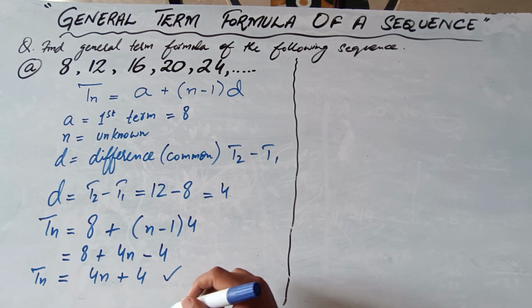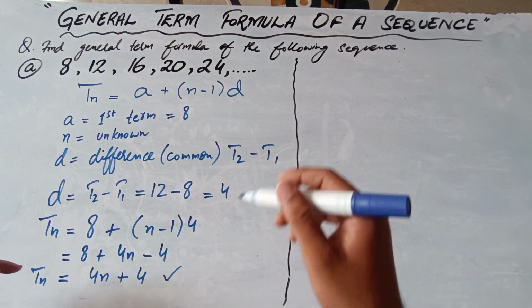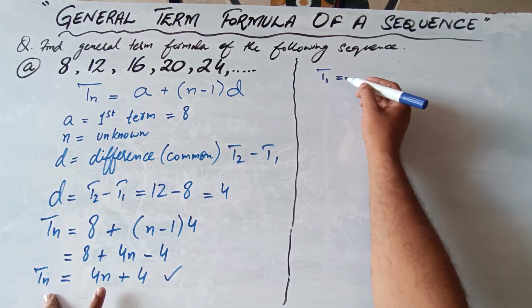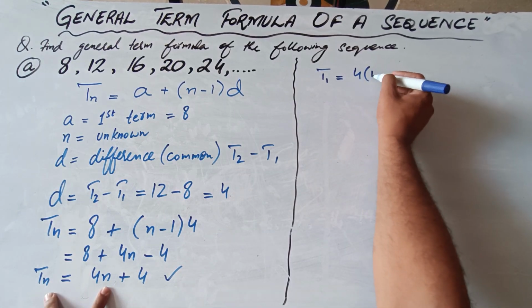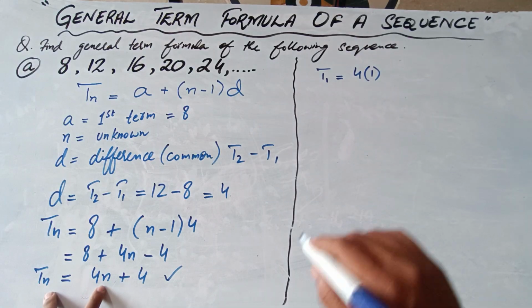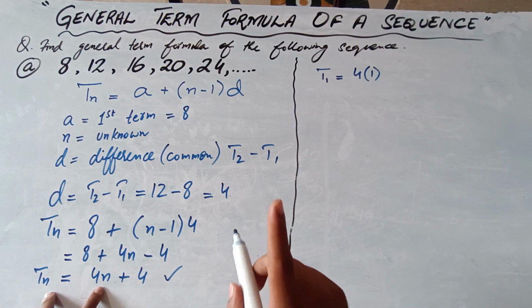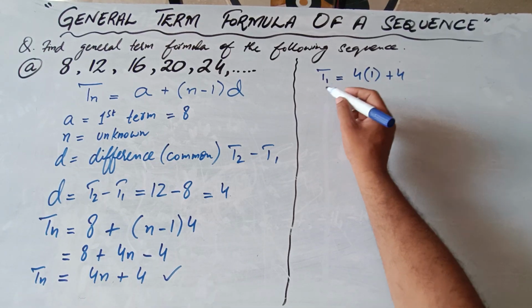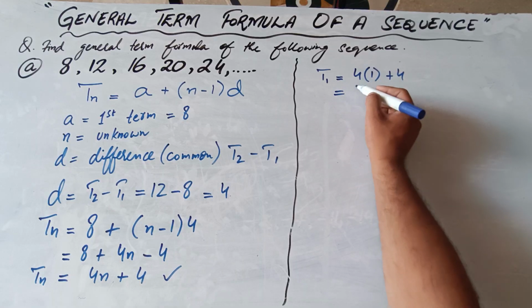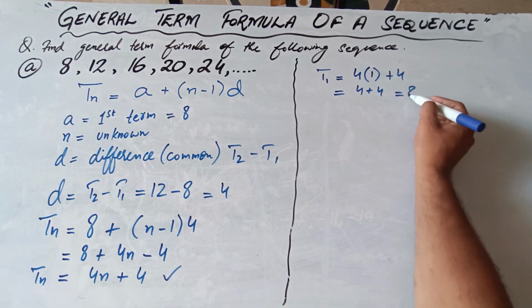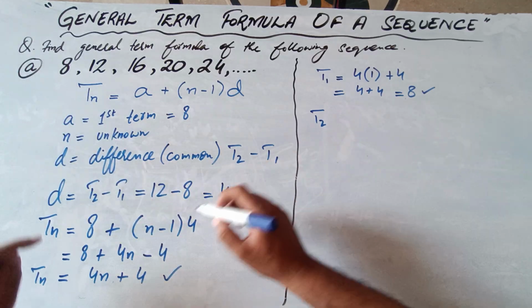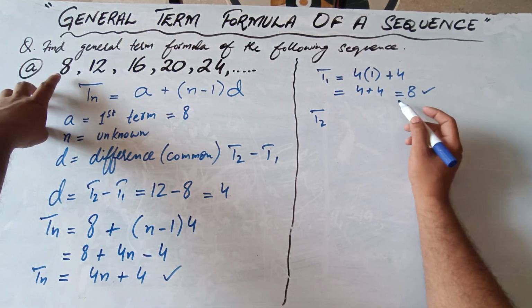Now how to verify whether this formula is correct or not? If we put 1 in place of n, wherever you have n, write down 1. n equal to 1 means we are finding the first term. What will be the first term of this particular sequence? In this formula I am putting 1 in place of n. So 4 ones are 4. 4 plus 4 is equal to 8. Now you can see the first term is equal to 8. So this is the verification whether we are getting the correct answers or not. If our formula is correct, it will give us the correct answer.